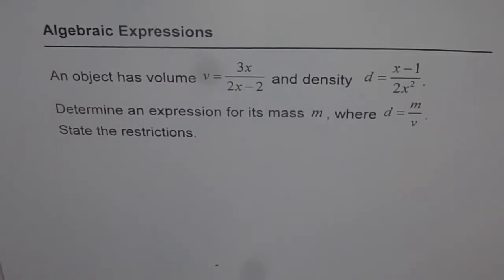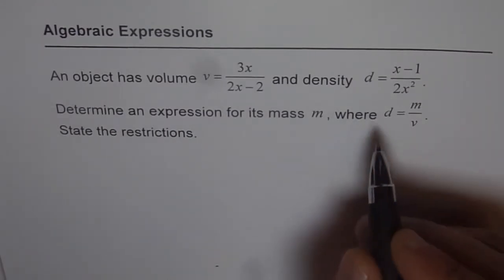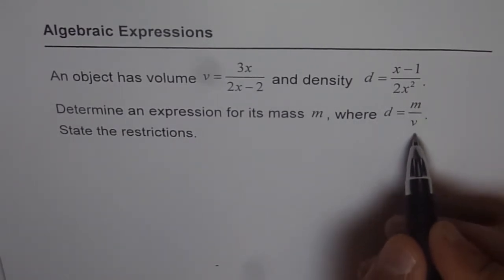Let's try to simplify some algebraic expressions. So here we'll use formulas to simplify. An object has volume V equals 3x over 2x minus 2 and density D equals x minus 1 divided by 2x squared. Determine the expression for its mass m, where density equals mass divided by volume.